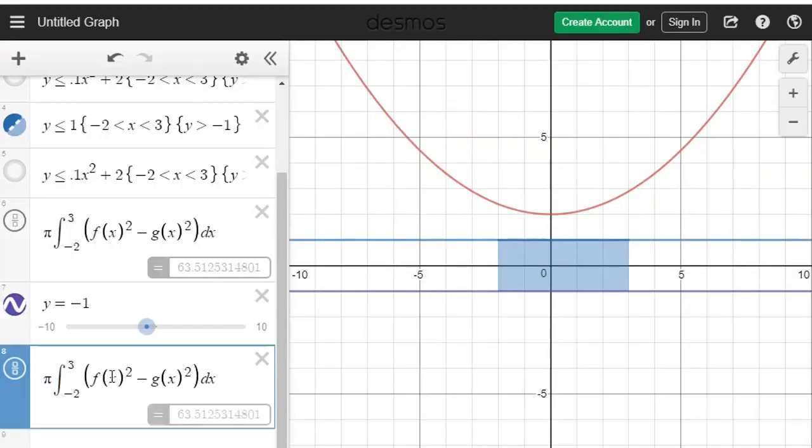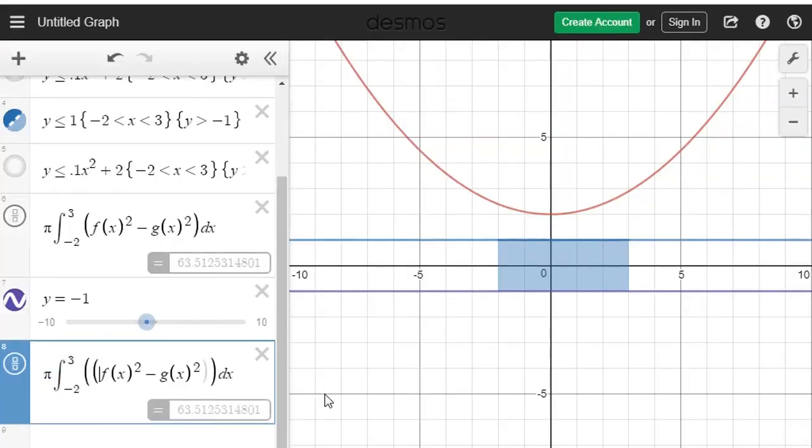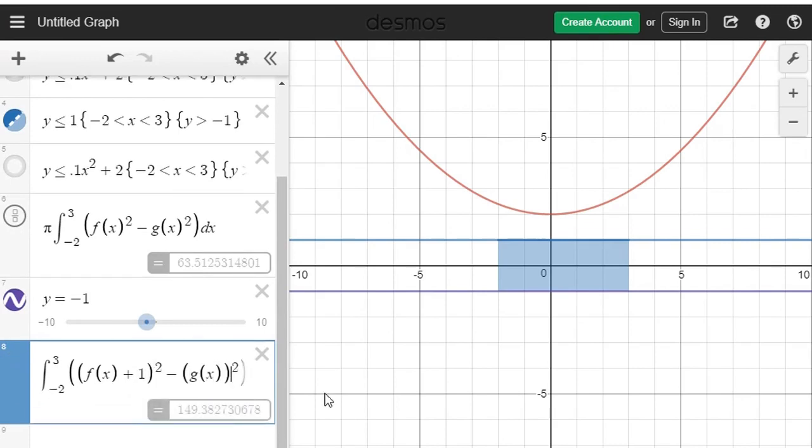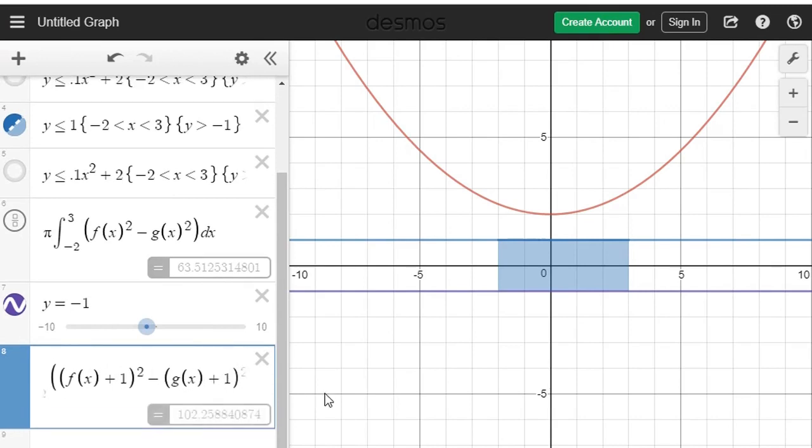So if I look at this, I would have to do f of x minus -1, which is the same thing as f of x plus 1. That quantity is squared. And then I have g of x plus 1. That quantity is squared. And so notice that my volume gets a lot bigger. It's 102.259.